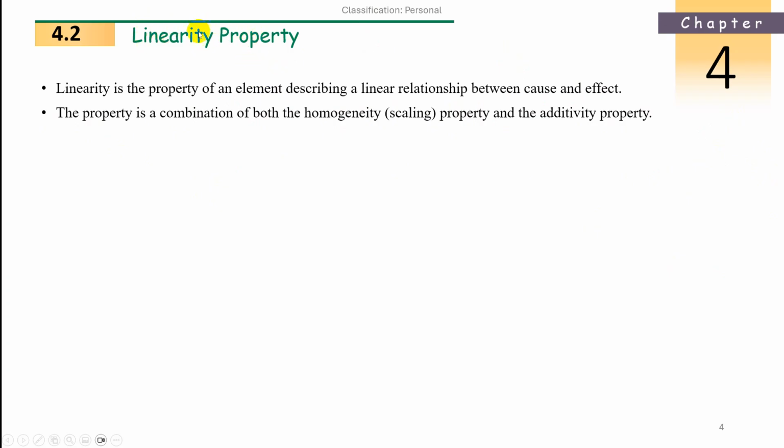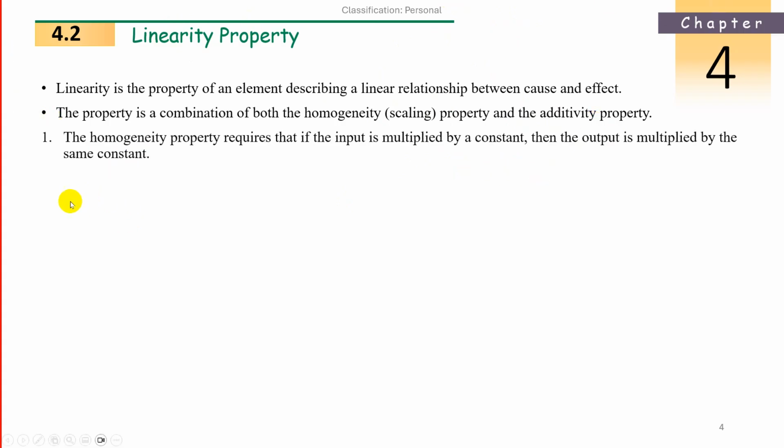If it is linear, by checking these two properties, then we can use any type of theorems. We can use Kirchhoff's law. We can use Ohm's law. So what is homogeneity and what is additive, we'll study. Homogeneity property requires that if the input is multiplied by a constant, then the output is multiplied by the same constant. For example, if we give some x value multiplied by some factor, then its result in the output should be the same factor.